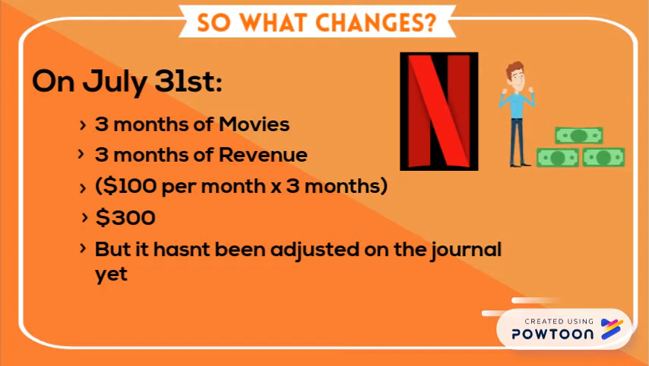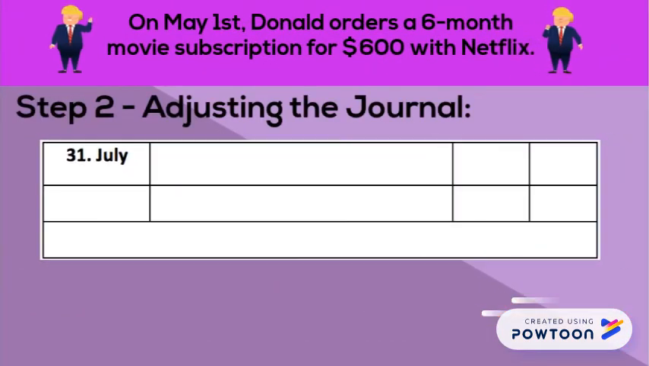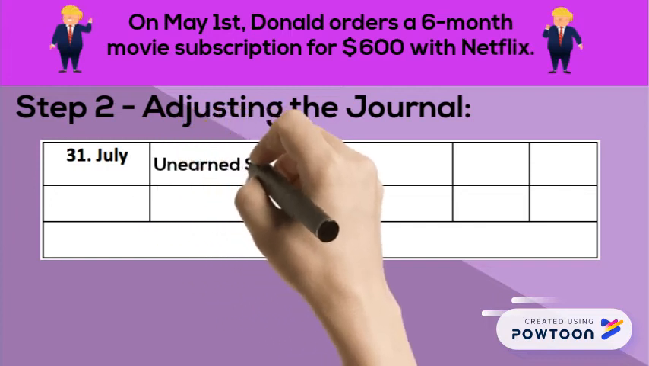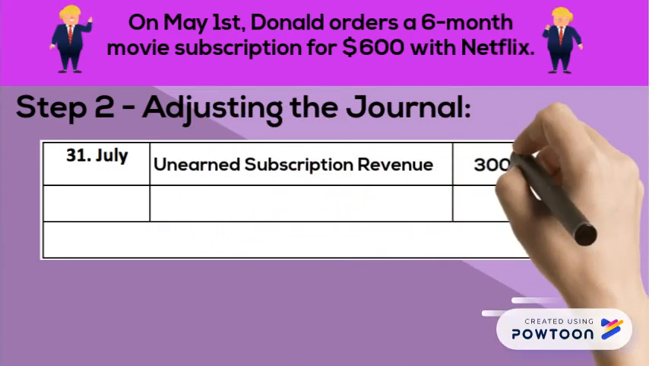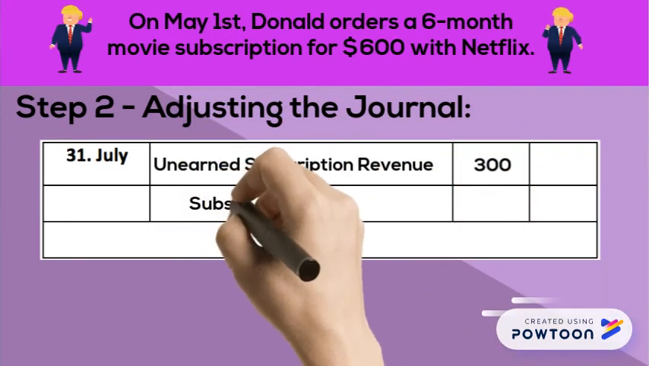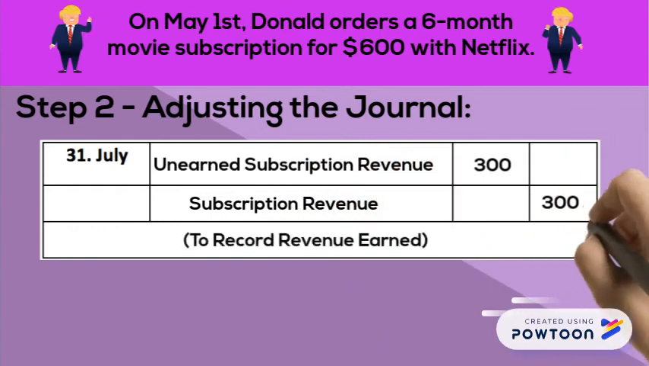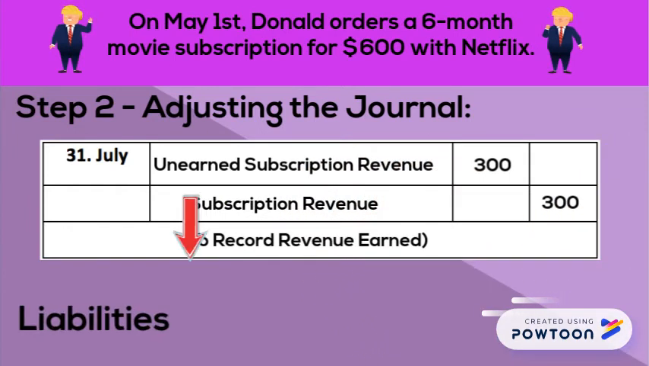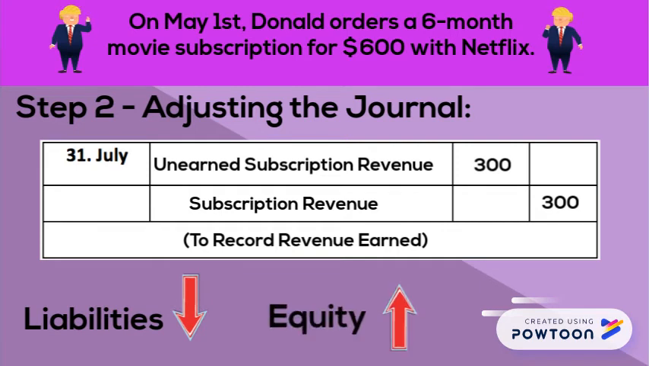This entry decreases the liability account unearned subscription revenue, recording a debit, and increases the subscription revenue account by the same amount, recording a credit. As a result, liabilities are decreasing and equity is increasing.